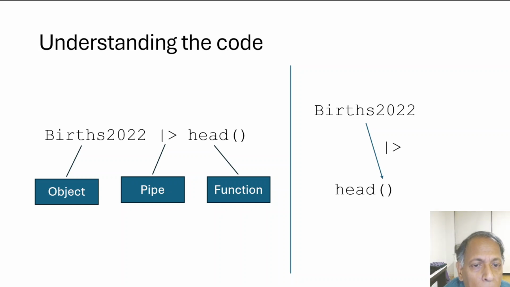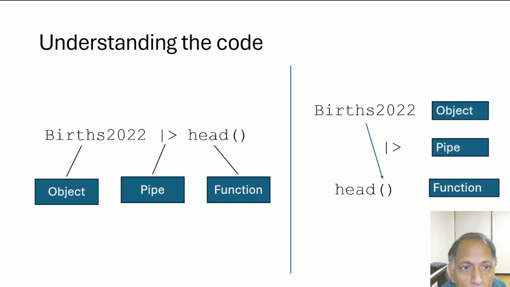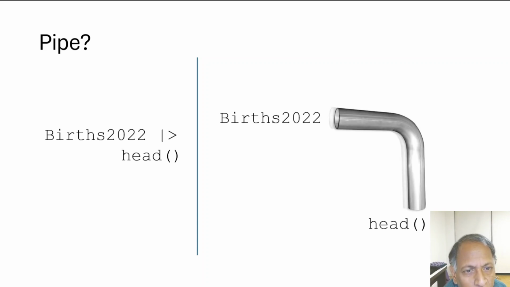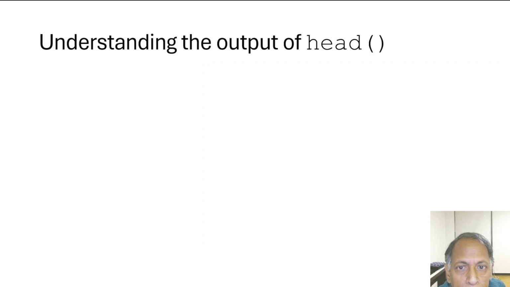So in order to supply an argument to a function, we are using the pipe operator. We are using the pipe as a mechanism to feed a value into a function instead of directly saying head and within parentheses births 2022. There's a good reason we're doing it this way, and we'll see that soon. So what is a pipe? Why do you call it a pipe? Well, think of it literally as a pipe. We are taking births 2022, throwing it into the pipe, and then when it comes out of the other end of the pipe, it's being fed as the argument to the function head.